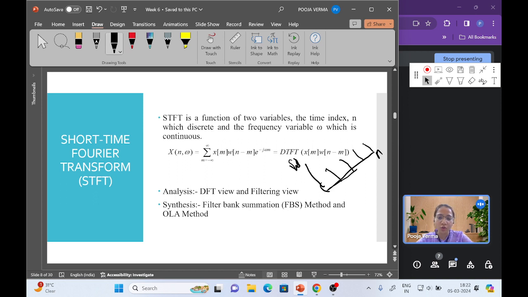For analysis of an STFT, there are two different views. One is the discrete Fourier transform view and the other is the filtering view. And for synthesis of the STFT signal, two methods are available: the filter bank summation method and the overlap and add method. Okay.